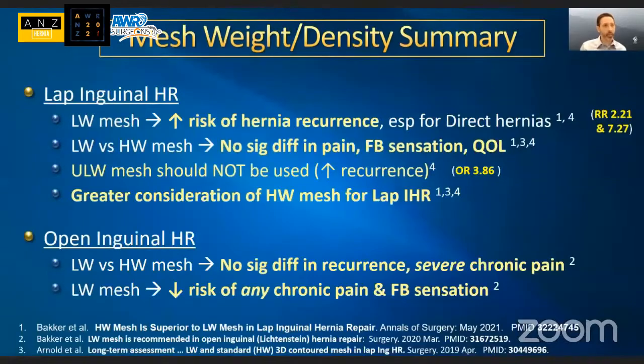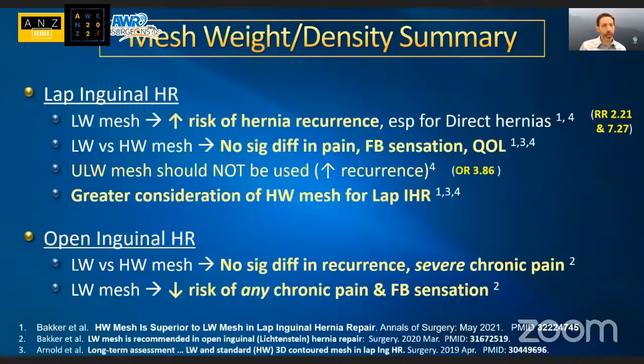And for lap inguinals, the studies were showing that there actually was an increased risk of hernia recurrence with the use of lightweight meshes, and especially for direct hernias, such that using a lightweight mesh increased the risk of hernia recurrence more than 2 times, and more than 7 times for direct hernias, as far as a relative risk.